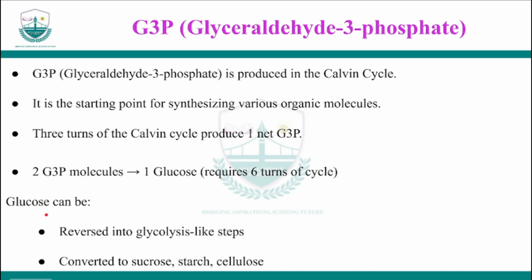Glucose can be made in a way that we are reversing glycolysis. That means you're moving from the products going backwards. That's the reverse glycolysis that you're talking about for us to get glucose. It is this glucose that can be converted to sucrose, starch, and cellulose. All these are carbohydrates.